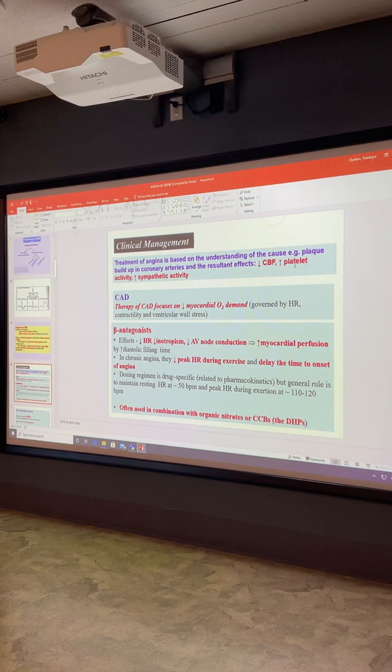There will always be an increase in platelet activity, and there will be an increase in sympathetic activity. These three would be the resultant effects of a plaque on the heart. And so we will talk of agents that will be targeting these three things.